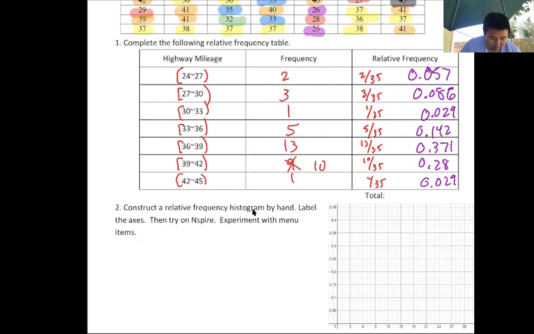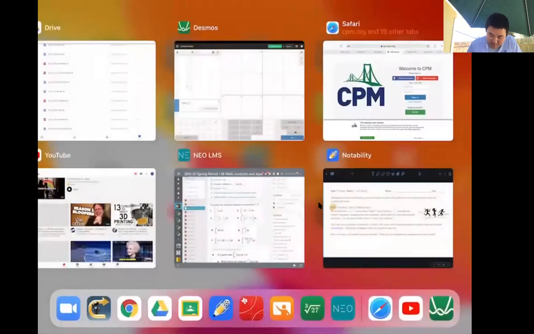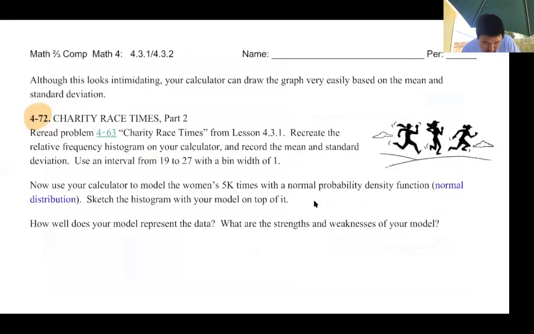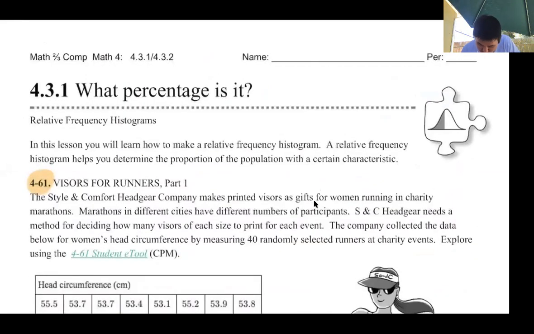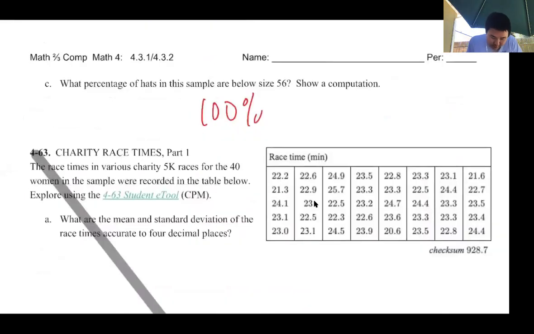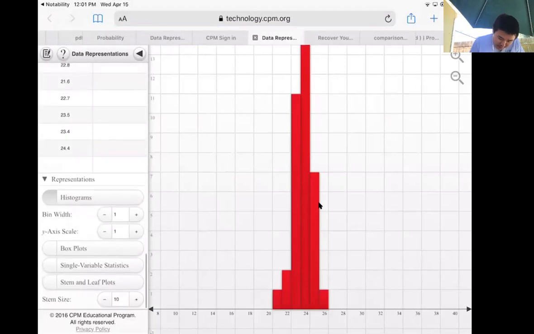All right, so 72. Charity race times. Reread problem 4.63, race times. Recreate the relative frequency histogram on your calculator and record the mean and standard deviation. Race times, here we go. Open the tool, scroll down, single variable.